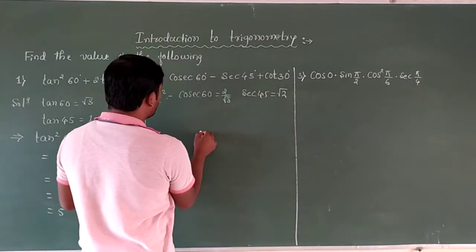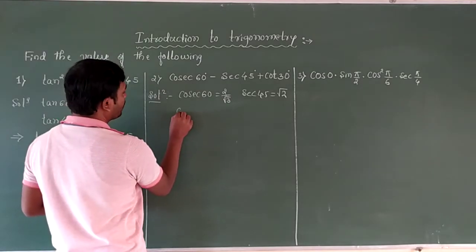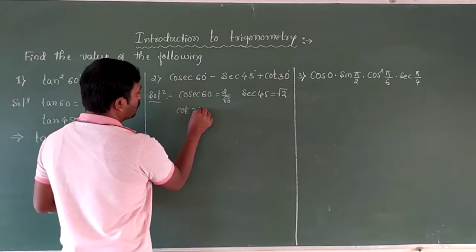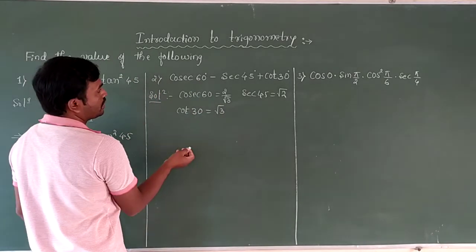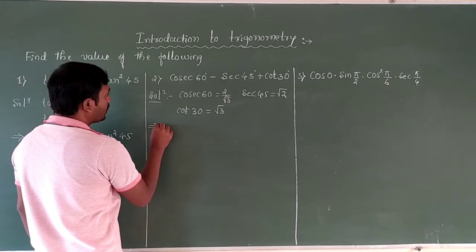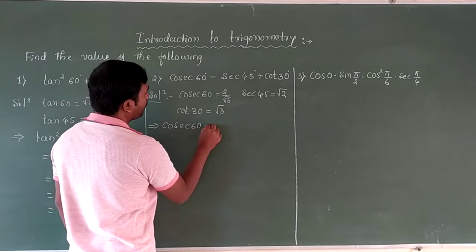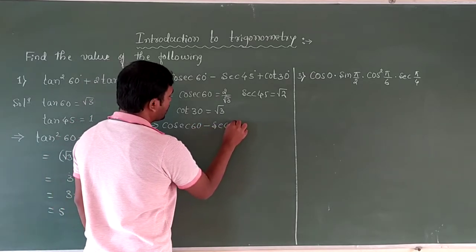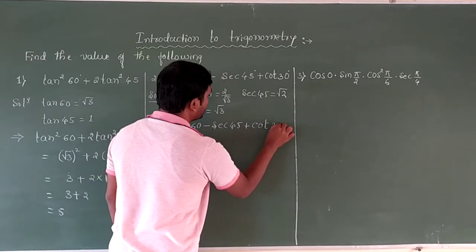Next one is cot 30. Cot 30 is root 3. Let us substitute all these values in this equation and we will find the value of this one. So the given equation is cosec 60 minus sec 45 plus cot 30 degree.